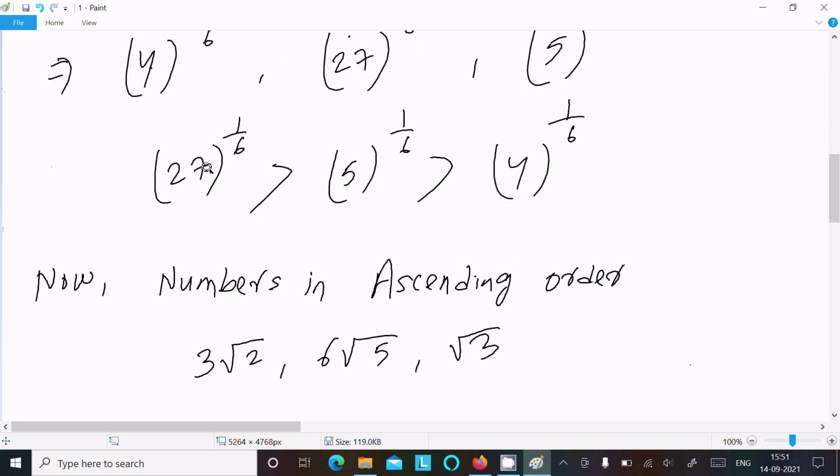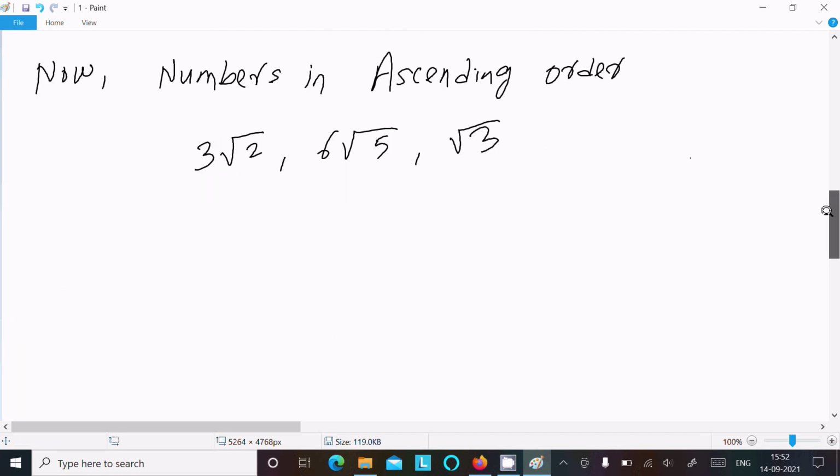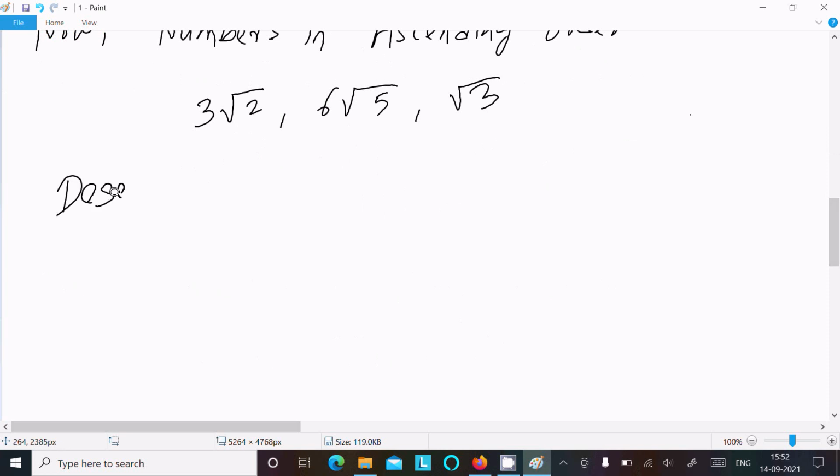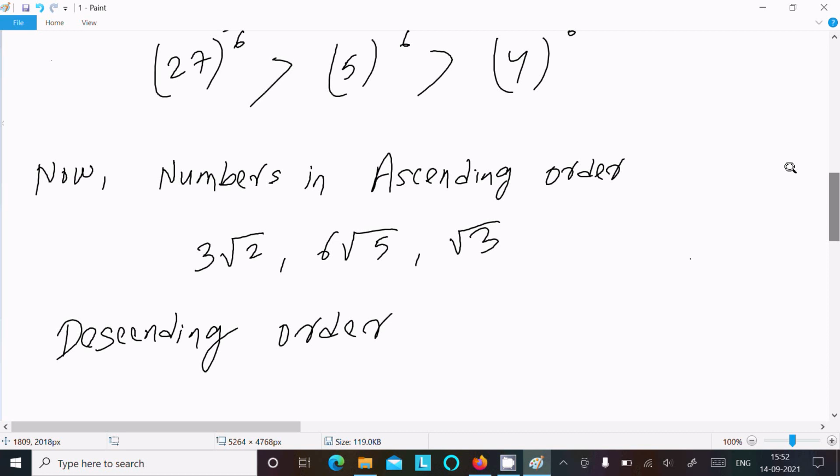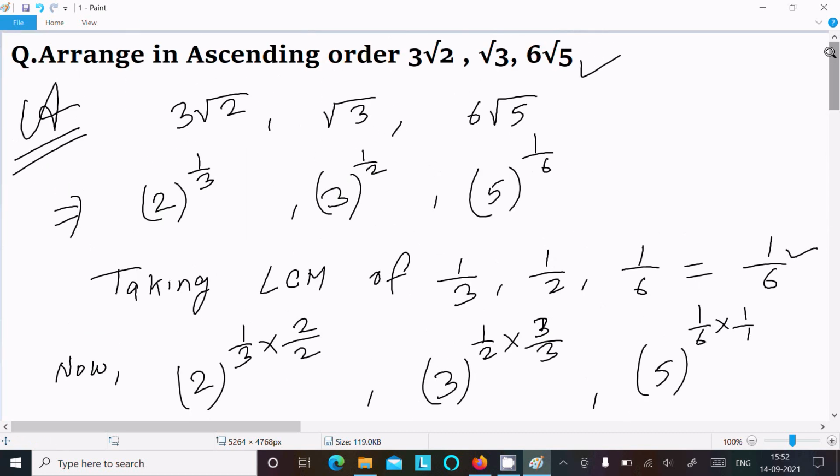So root 3 is the value that we calculated. Root 3 is the same as 27 power 1 by 6. So this is ascending order, meaning lowest to highest. For descending order, highest to lowest, root 3 comes first, next is sixth root of 5, after that cube root of 2. So this is the way we can arrange the numbers.